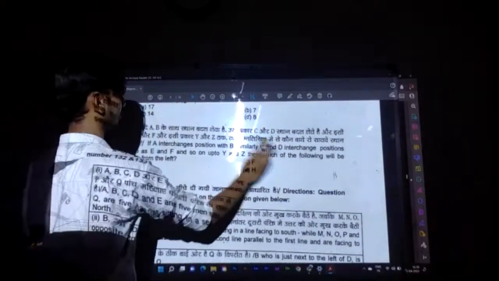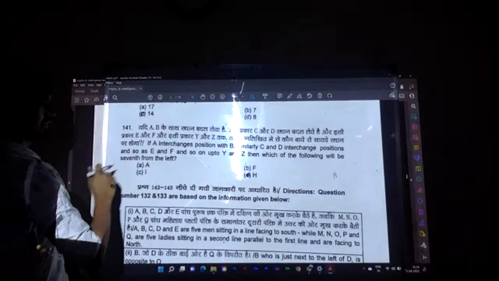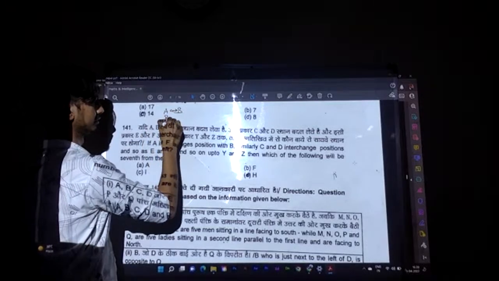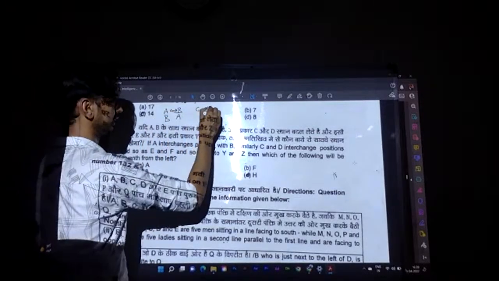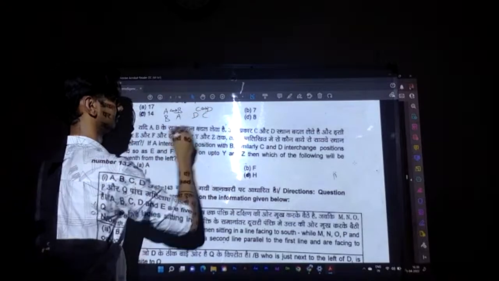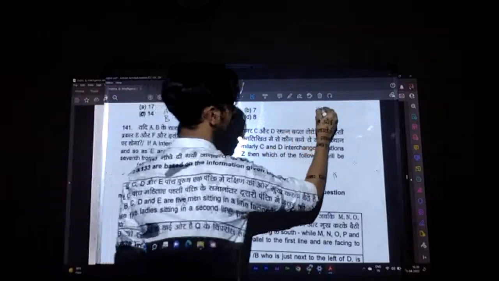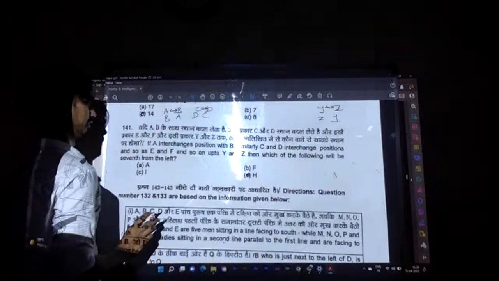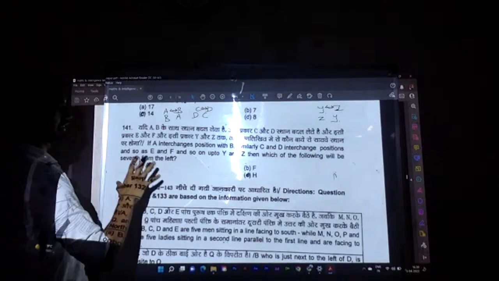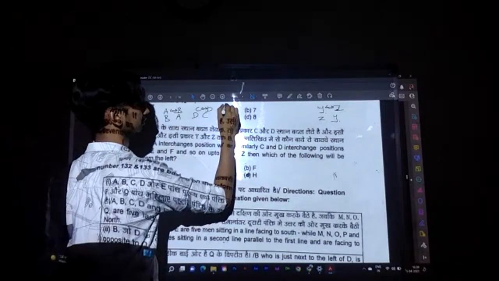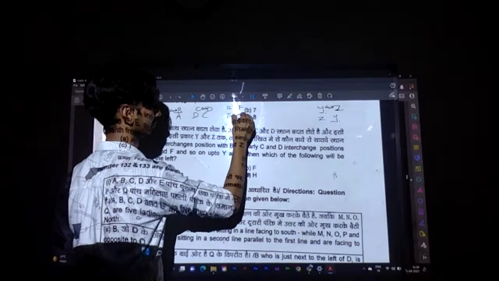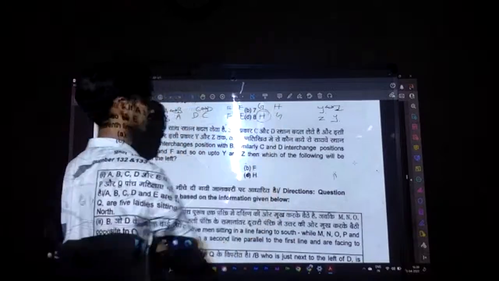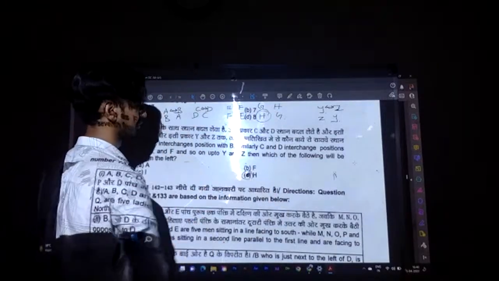In question number 141, in alphabetical order, A has changed its position with B, so this will become B A. C has replaced its position with D, so this will become D C. This goes up to Y and Z, so this will become Z and Y. What we have to find is which will be the seventh letter in this arrangement. Next comes E and F, which will become F and E. Then G and H will become H and G. We have the seventh letter as H, so the option will be option number D.